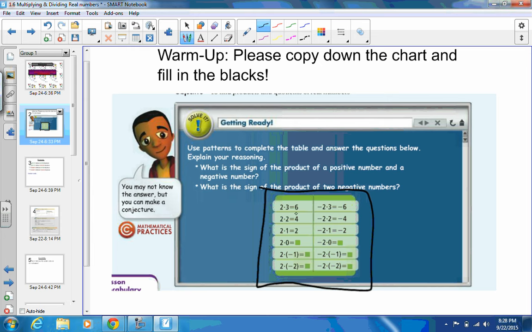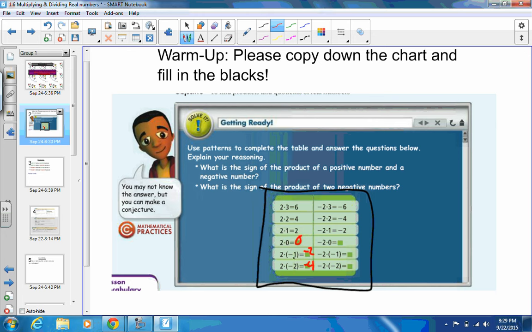So if we complete the table here, we have 2 times 3, which you should know is 6. 2 times 2 is 4. 2 times 1 is 2. 2 times 0, hopefully you either know that 2 times 0 is 0, or you can follow this pattern of going 6, 4, 2, going down to 0. We're still going down 2, so we're going to be negative 2 and negative 4. And truly, 2 times negative 1 is negative 2, and 2 times negative 2 is negative 4.